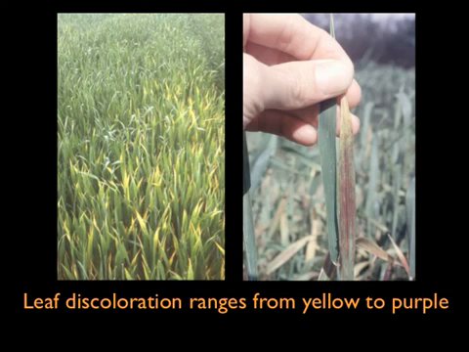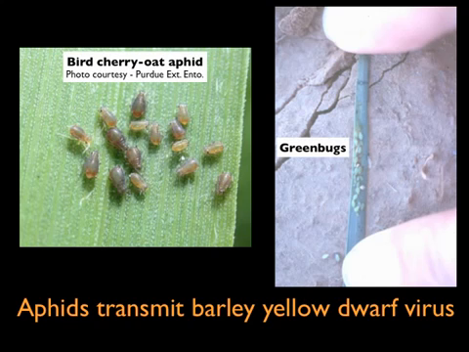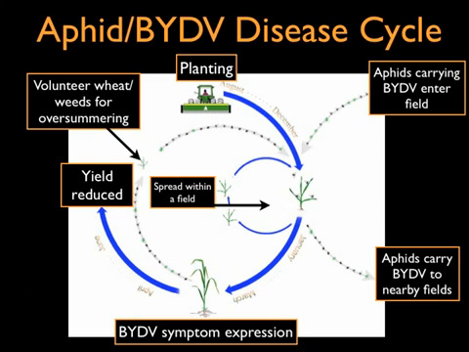And as I said, these are arranged in irregular circles across the field because the virus is transmitted by a number of different aphids that occur in Oklahoma. Bird cherry oat aphid is the most common culprit that transmits this virus, but greenbugs, corn leaf aphid, and many other types of aphids can also be involved with its transmission.